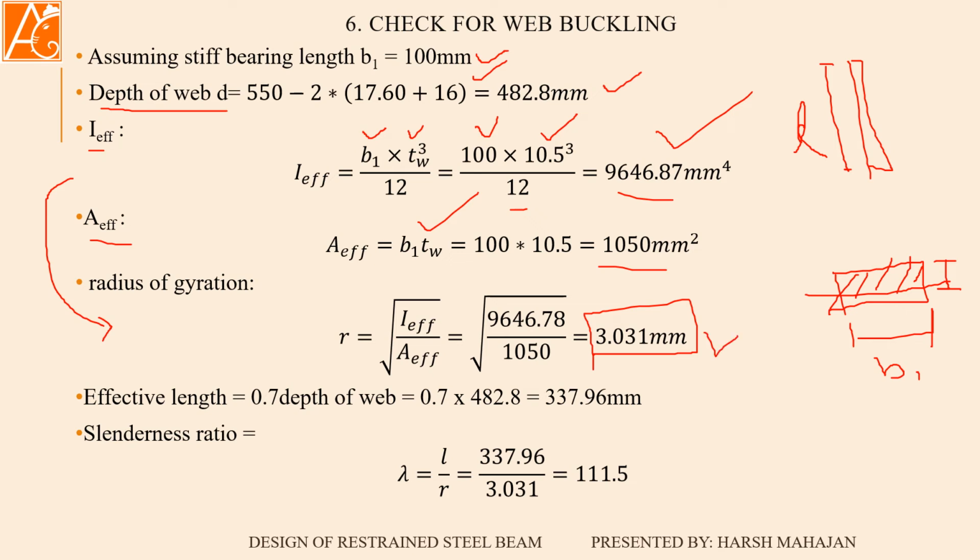So basically what we are doing here is same as a column. For a column also we have to calculate I and area, and then we calculate the radius of gyration. After that we will calculate the slenderness ratio. Now for effective length we have the clause that it will be equal to 0.7 into depth of web if the compression flange is restrained. So the effective length will be this one, and the slenderness ratio, effective length divided by radius of gyration, comes about 111.5.